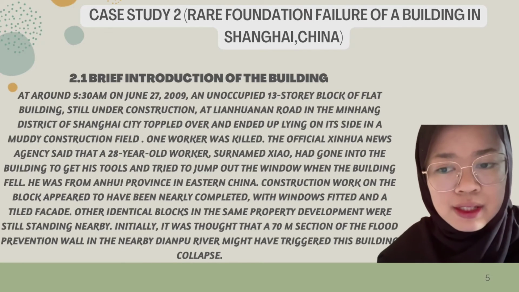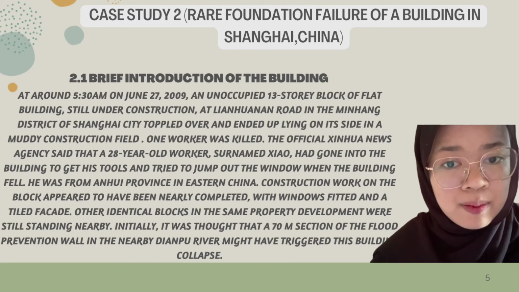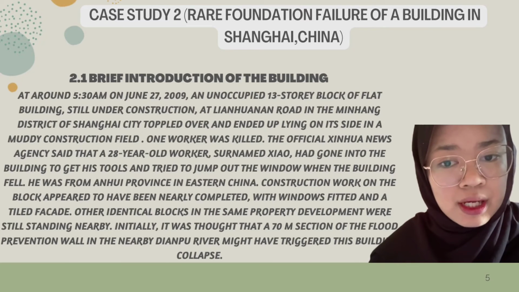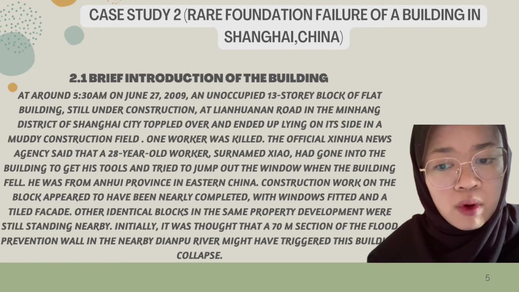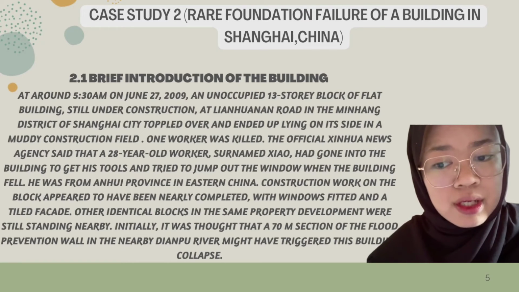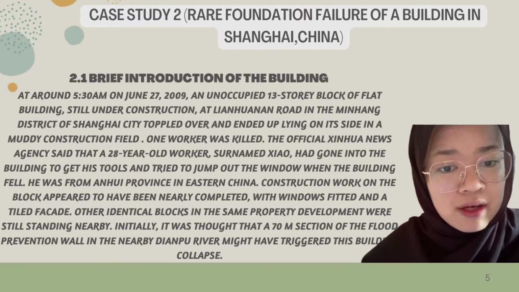Brief introduction. On 27th June 2009 at around 5:30 a.m., an unoccupied 13-story block of flat building still under construction at Lianhuanan Road toppled over and ended up lying on its side in a muddy construction field. One worker was killed. Construction work on the block appeared to have been nearly completed. Other identical blocks in the same property development were still standing nearby.